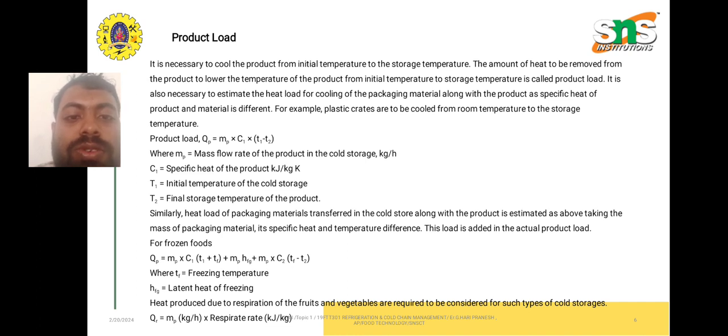For frozen foods, QP equals MP into C1 into (T1 minus TF) plus MP into HFG plus MP into C2 into (TF minus T2), where TF is the freezing temperature and HFG is the latent heat of freezing. Heat produced due to respiration of fruits and vegetables is required to be considered for such types of cold storages. QR equals MP into respiration rate, in kilojoules per kg per hour.